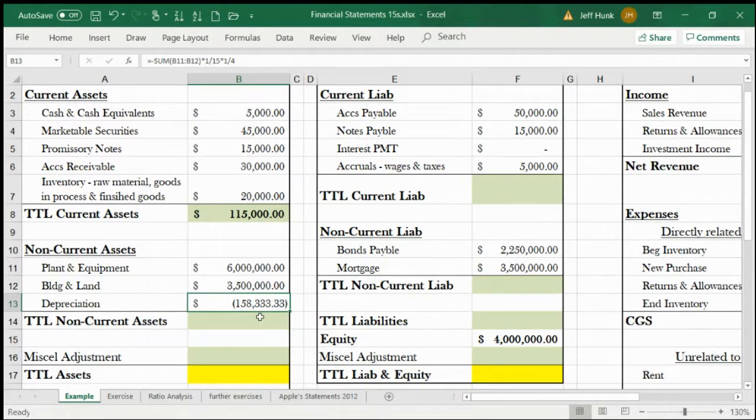And if you look into that cell, I summed these two, and divided by 15, or timed it by 1 over 15. That means I assumed a 15-year service life, right? And why a quarter? We are assuming a quarterly operating period, right?